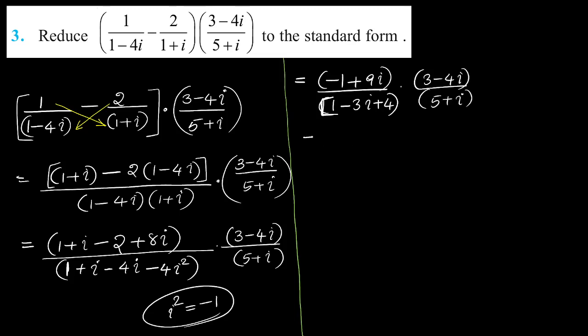Let me write one next step. After that, you can ask me doubt. So the numerator is minus 1 plus 9i, divided by the denominator: here there is 1 plus 4, which is 5, minus 3i, and 3 minus 4i divided by 5 plus i.